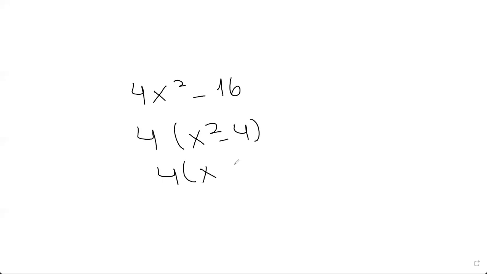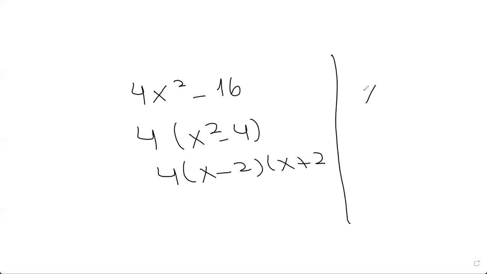What if I told you 4x squared minus 16? So take the 4 as GCF. So it's 4 times x squared minus 4. So it's 4 times x minus 2 and x plus 2. That's it for solving by factoring or factoring completely.